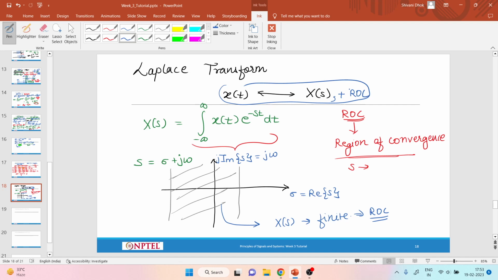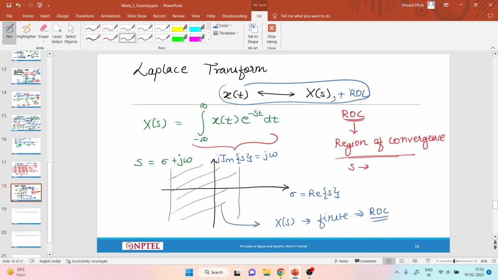So, whenever you are given any signal x of t and asked to find its Laplace transform, you should not stop by just finding x of s. You have to specify your region of convergence. Laplace transform without your region of convergence will have no meaning.